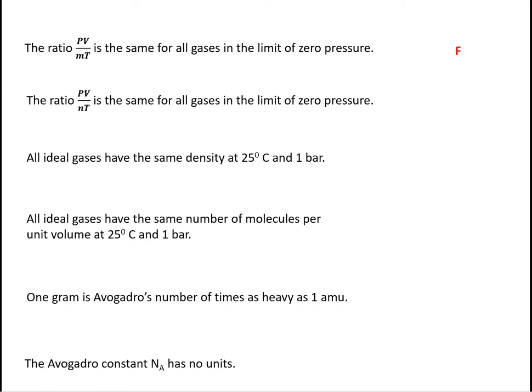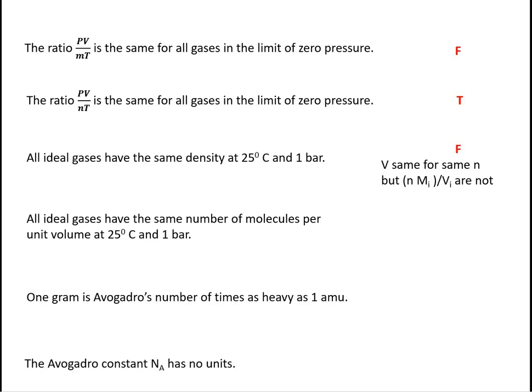The first one is of course false, because in the limit of zero pressure, the gas behaves ideal, that's okay. But even for ideal gas, PV by mT is not constant. It depends on the molar mass. But the next one, by the same reason, is true, because now it is PV by nT, which is equal to R, a constant.